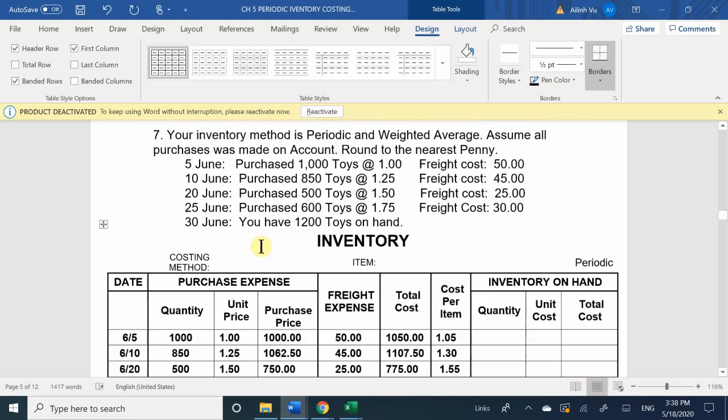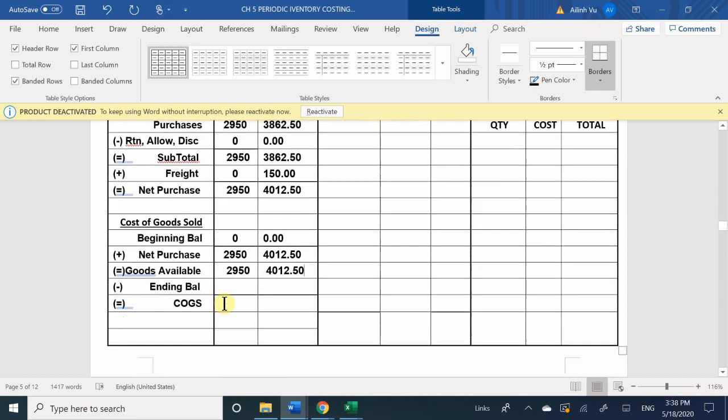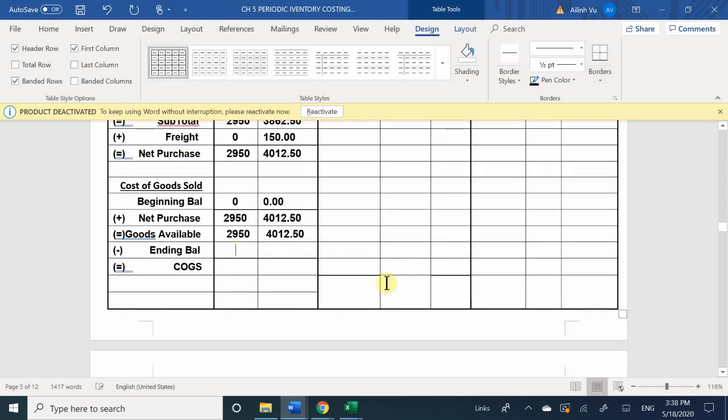Okay, let's scroll up to the top and let's read here. On June 30th, you had 1,200 toys on hand. So ending inventory will be 1,200. What is our cost of goods sold? How many items did we sell? 1,750.